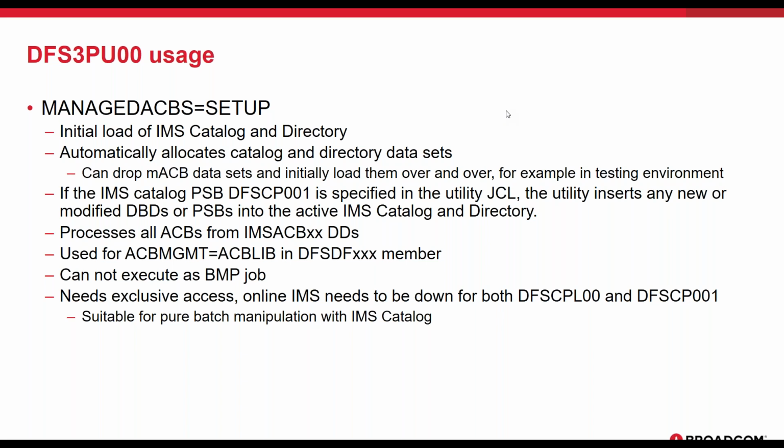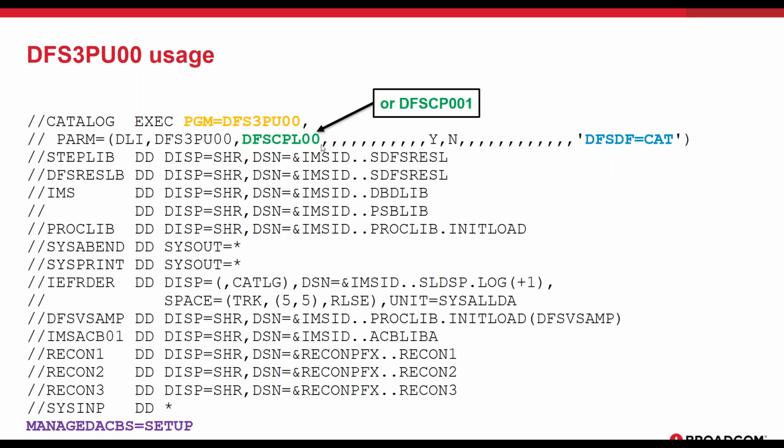There are two modes in which to run this, and the modes are switched by the PSB you use. The first PSB is DFSCP000, which is used for the initial load. And then it has the option to run in the update mode, where you have to use the DFSCP001 PSB name. Here we can see the JCL, which you can use to do the update, and that's it.